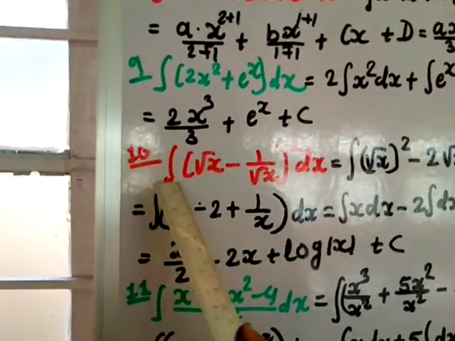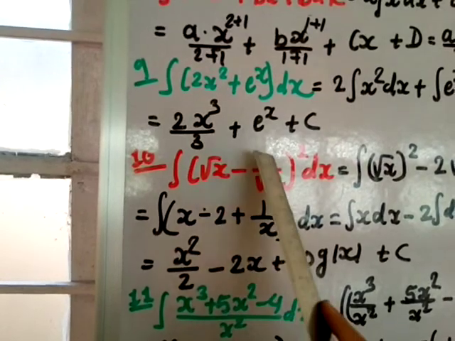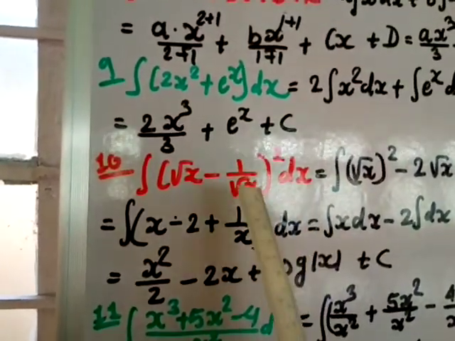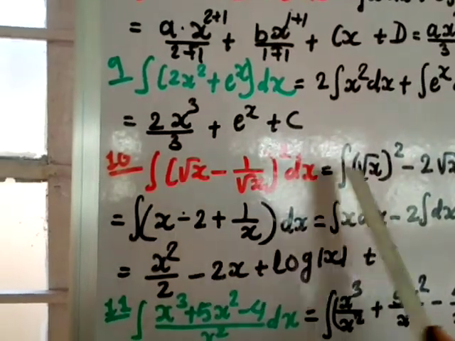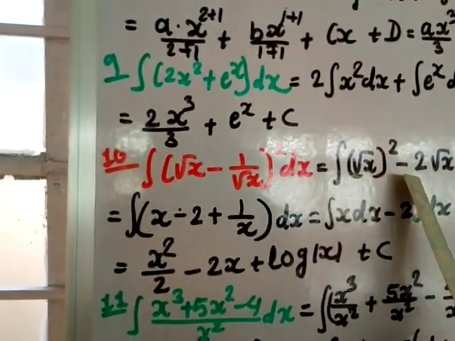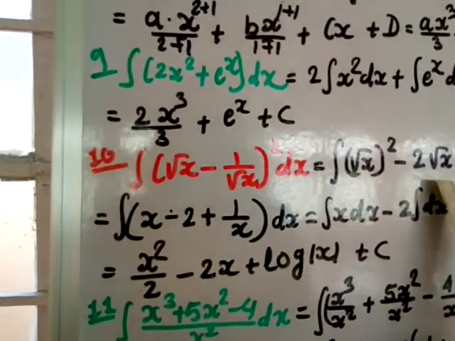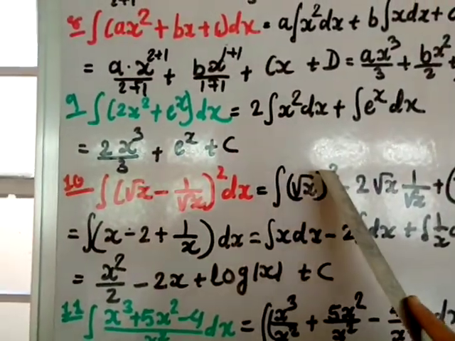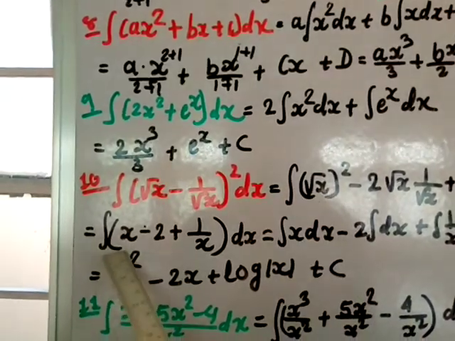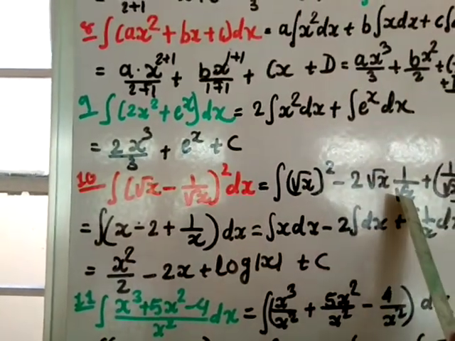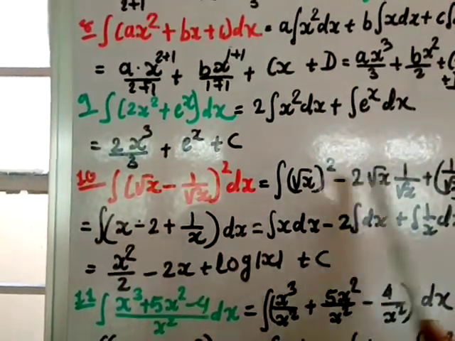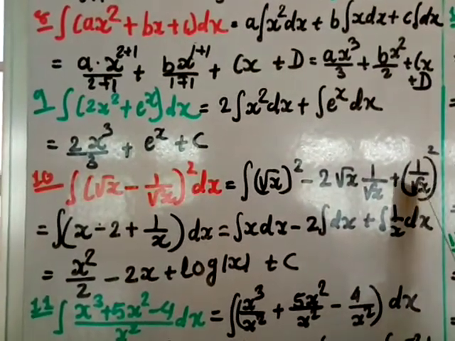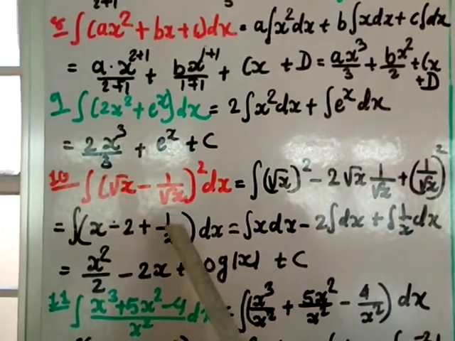Question number 10: integral (√x − 1/√x)² dx. First I am expanding using (a − b)², so a², so (√x)² minus 2 √x into 1/√x plus (1/√x)². So the square root and square cancel, so here remains integral x minus 2, plus here 1 by 1 square is 1 and (√x)² is x. So I write 1/x dx.